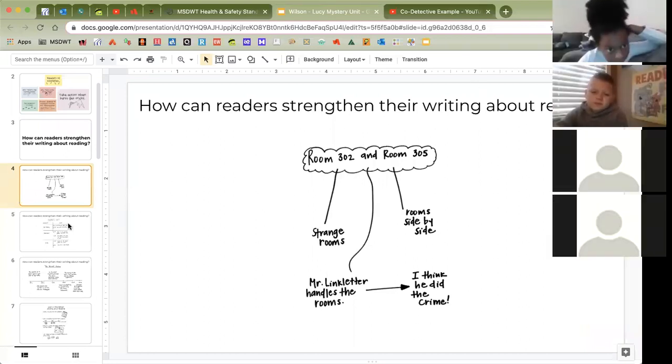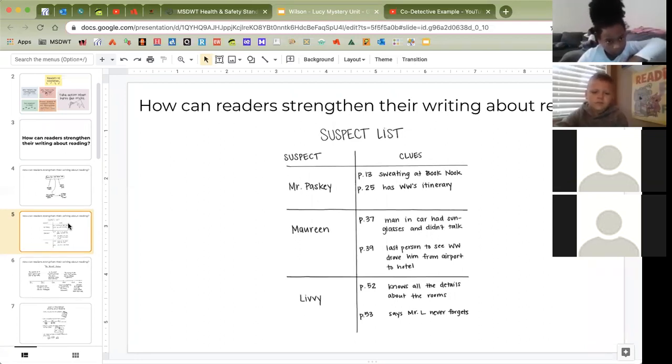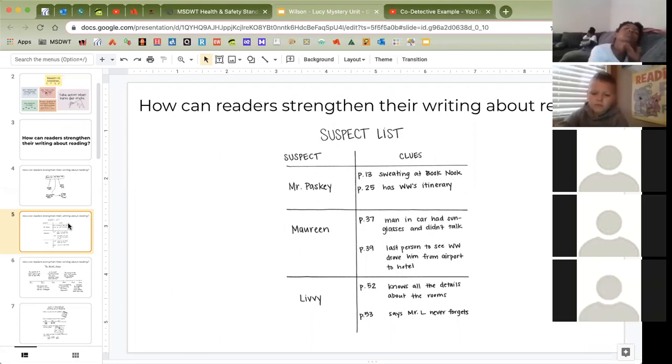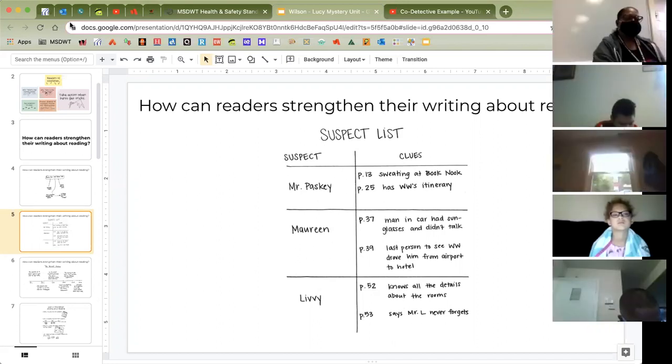All right, let's move on to this note. This is Mrs. Rockarenu's notes, and she made a suspect list. She had suspect and clues, a T-chart, kind of like you did in writing yesterday. She has Mr. Paskey, with page 13, Sweaty at Book Nook, and page 25, Wallace's itinerary. Her second suspect is Maureen, with page 37, man in a car had sunglasses and didn't talk, and page 39, last person to see Wallace, drove him from airport to hotel. Her third suspect is Livy. Page 52, knows all the details about the rooms, and page 53, Mr. Linkletter never forgets.